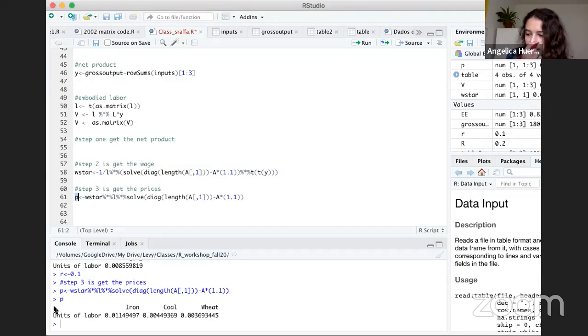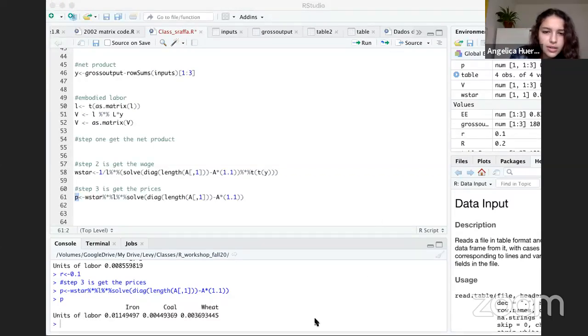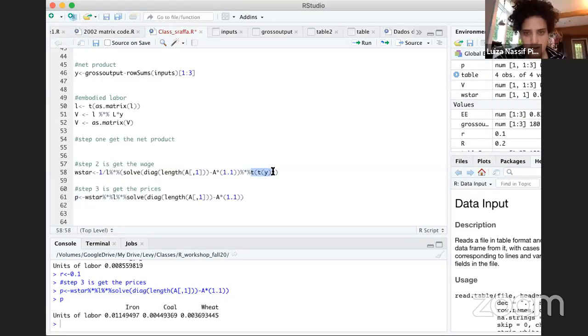Luisa, I know that Y is a net product of the economy, but what does the T that is outside that parenthesis mean at the end? That's a transpose. Oh, that's true. Yeah, let me look again. Oh my God, I'm so lost. Where is my R? Here, right? Yes.